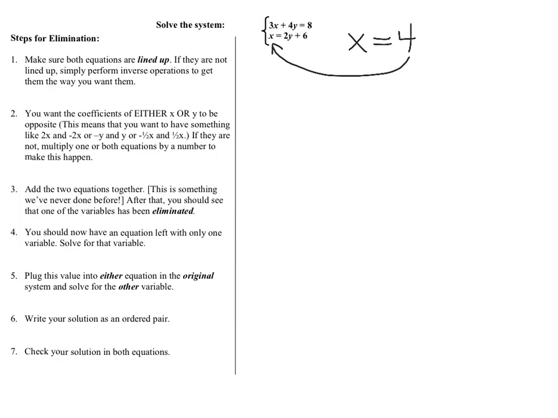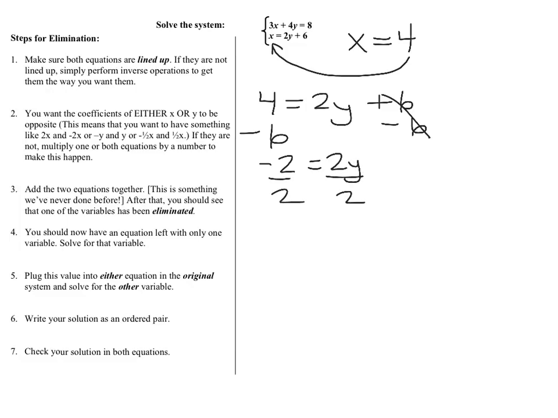So we are on step 5. We do 4 equals 2y plus 6, and then just solve that equation for y. I'm going to subtract 6 from both sides. 4 minus 6 is negative 2 equals 2y. And then I'm going to divide everything by 2, and you get that y is equal to negative 1.